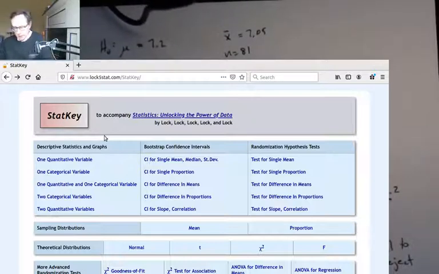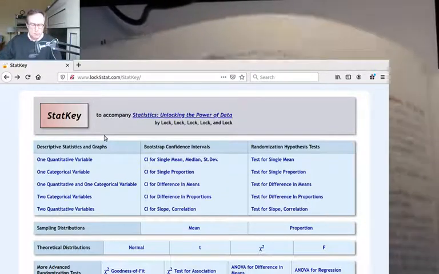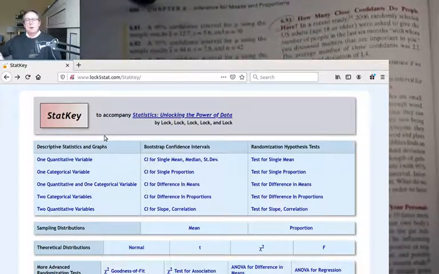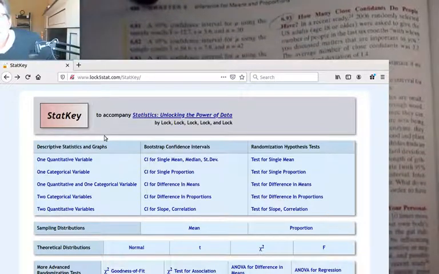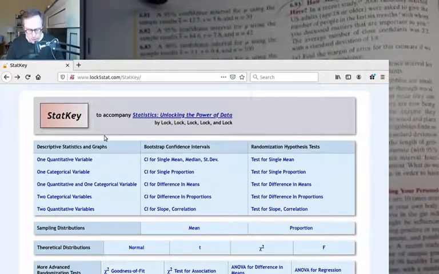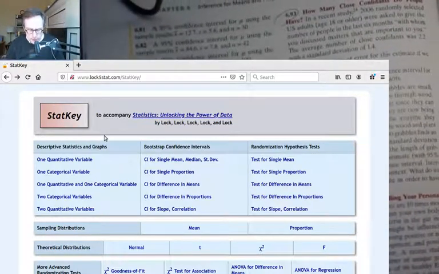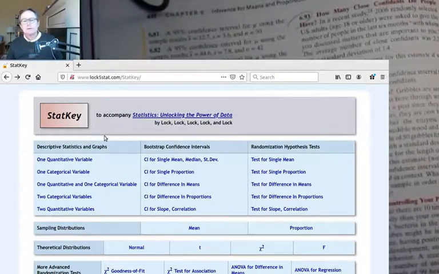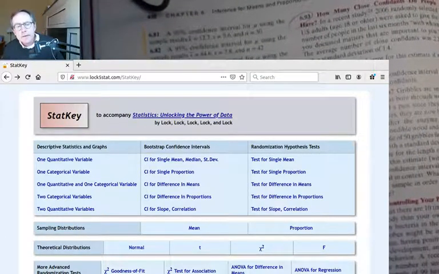So I'm in the book, and I'm looking at number 91. I need more light here. Let me put on the light. That's a little better. It's a dark day. Okay, I want to do number 91. Just get rid of the StatKey. There we go.